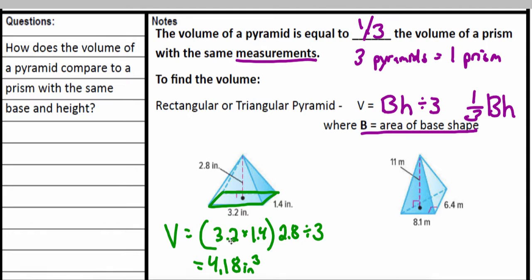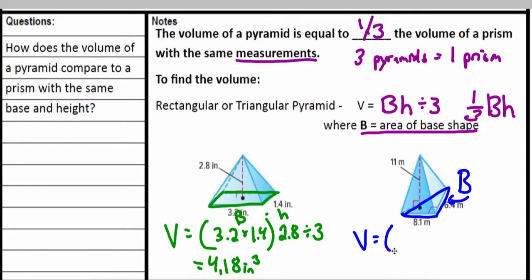So volume is the same way. Area of the base, big B, times the height, but then we just add that divided by 3. Since it goes up to a point instead of a solid shape, it's only 1/3 the volume of the original. So next one, again, focus on the base, big B.